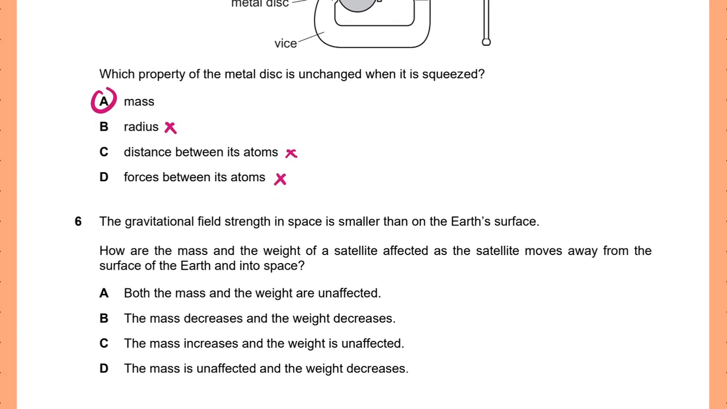Question number 6. Gravitational field strength in space is smaller than that on the Earth's surface. How are the mass and the weight of a satellite affected as the satellite moves away from the Earth and into space? So mass remains unchanged and the weight would decrease because small g is less. So that's option D.